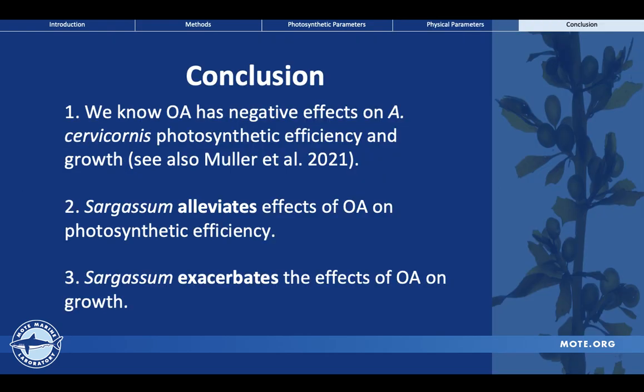Our original hypothesis was that the presence of sargassum would exacerbate the negative impacts of OA on coral. Based on the data, three main conclusions can be drawn. We know OA has negative effects on A. cervicornis photosynthetic efficiency and growth. In OA conditions, the presence of sargassum alleviates the effect on photosynthetic efficiency, but exacerbates the effect on growth. And as interesting as this is, it leaves us with some further questions.